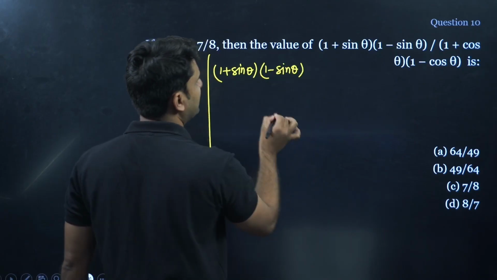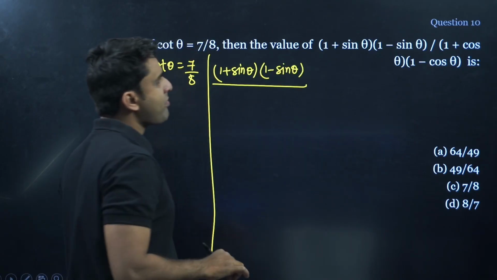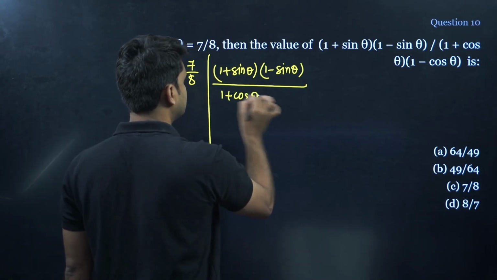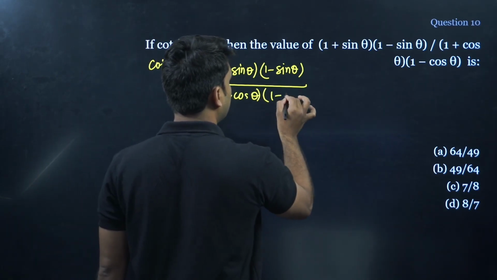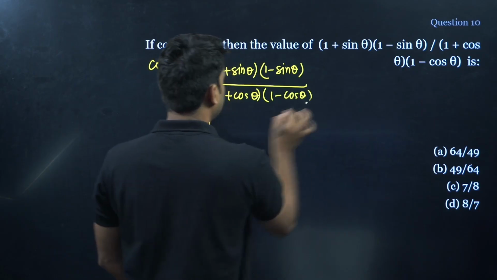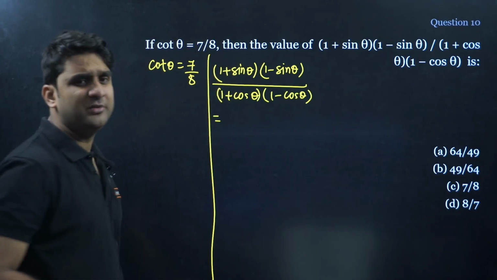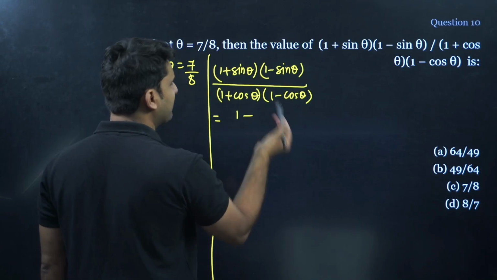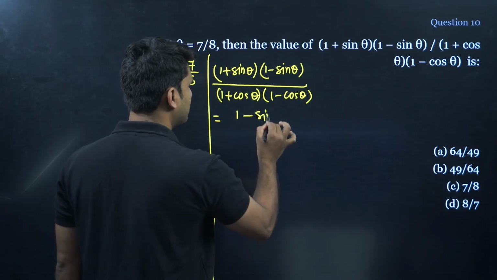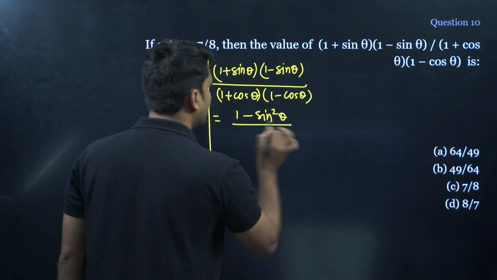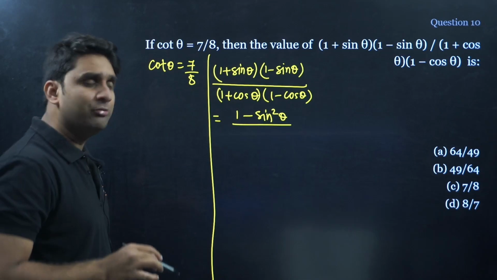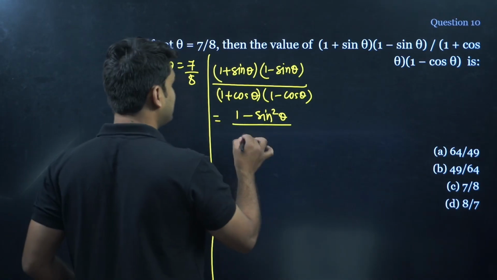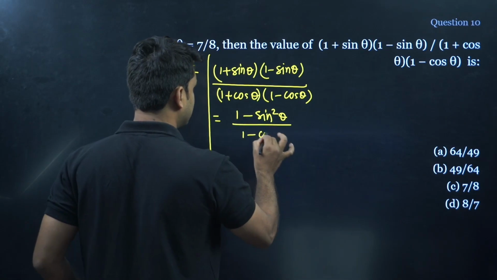1 minus sin theta divided by 1 plus cos theta, and here we have 1 minus cos theta. Guys, this is an identity, a plus b, a minus b. A plus b, a minus b. So it can be written as a square, 1 square is 1, minus b square, sin square theta. Similarly, denominator is also 1 plus cos theta, 1 minus cos theta. So this is a square minus b square, 1 minus cos square theta.